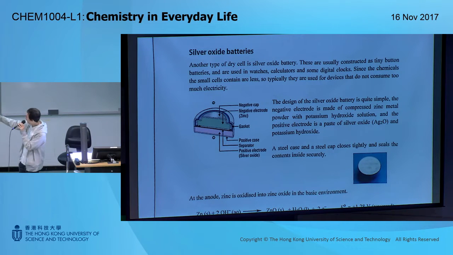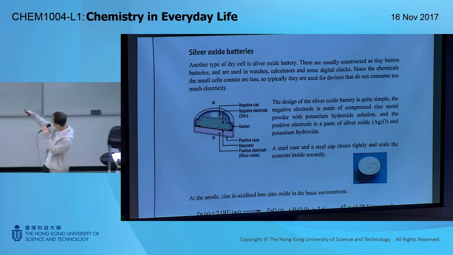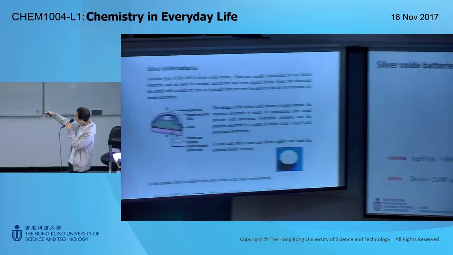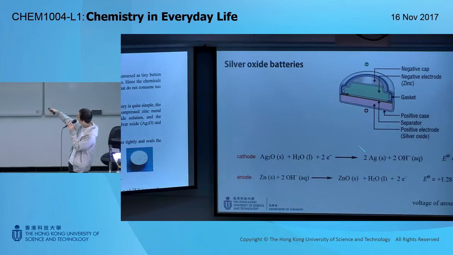For the anode, we have zinc oxidation to zinc oxide, the same reaction as the alkaline battery. But for the cathode, we use a more energetic compound, so we can have more energy in a more compact cell. We use silver oxide. Silver oxide is reduced from silver 1 plus to silver metal. On this side we have the reduction, which gains electrons for the silver oxide, and we form silver metal.